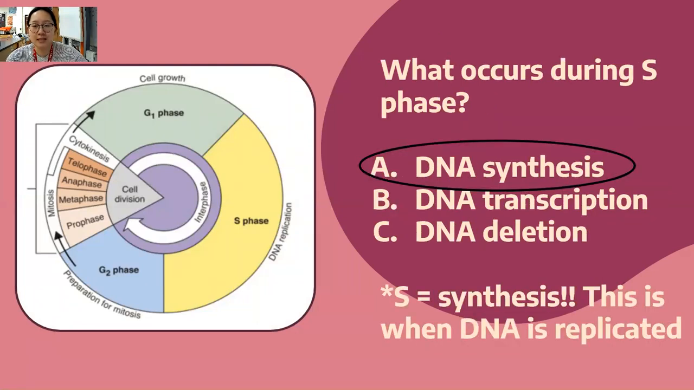The answer is that it is A, DNA synthesis. Remember again that the S for S phase stands also for synthesis of DNA, which is when the DNA is being replicated, and now there's going to be two sets or double the amount after you finish S phase.